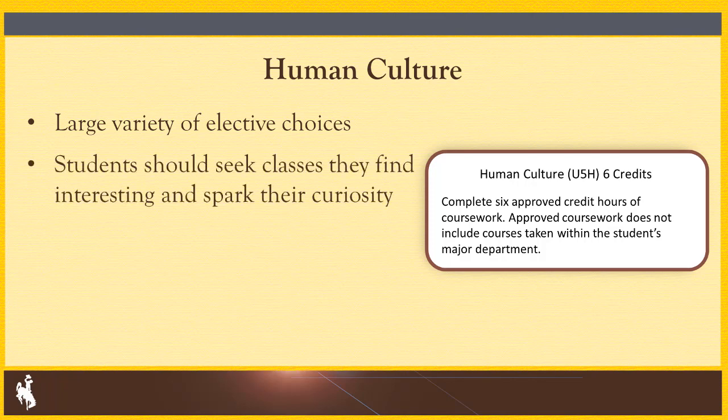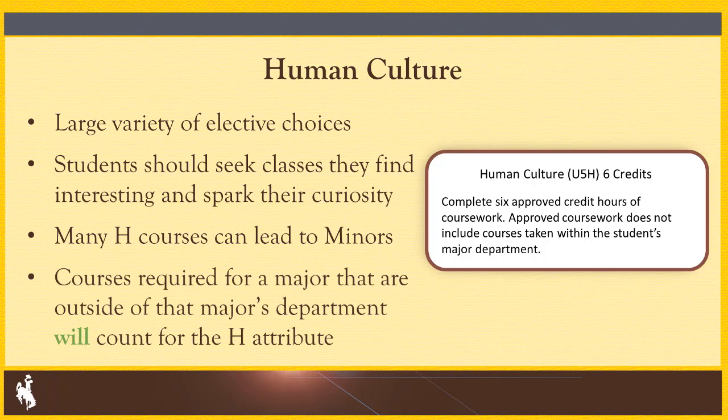Students should find a class that's interesting to them and sparks their curiosity. Many of the H courses can lead to minors or can lead to upper division electives. This is important as students will need to earn 42 upper division credit hours to graduate from the university. Courses that are required for a major that are outside that major's department will count for the H. However, it's important to note an H course cannot count if it's in a student's major.